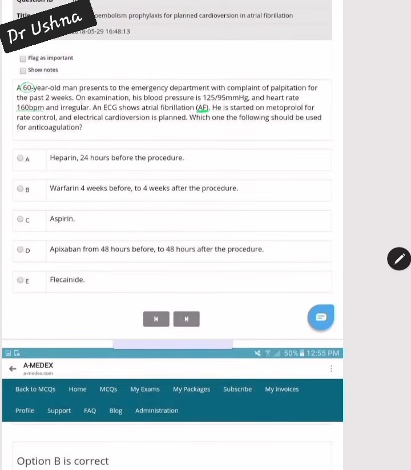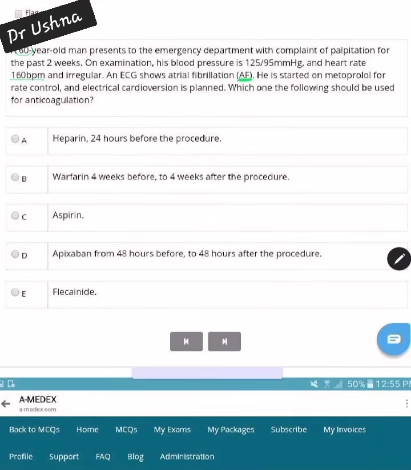Next comes a 60-year-old man who comes to the emergency department with a complaint of palpitations for the past 2 months. Again, look at the age of the patient, which is 60. Look at the chief complaint, which is palpitations. On examination, blood pressure is 125 by 95. He is hemodynamically stable. Heart rate is 160 beats per minute and irregular.